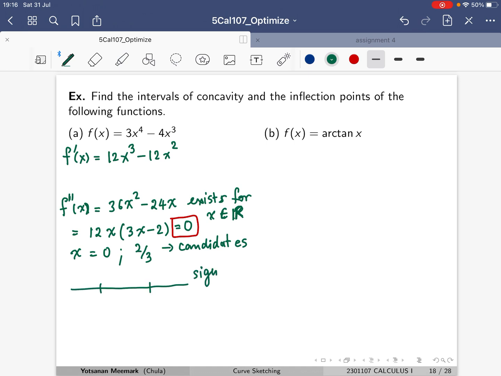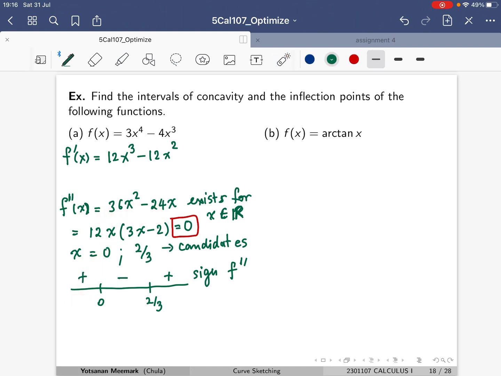This one is the sign of your f double prime at 0 and 2 over 3, whether it changed or not. Okay, so here you plug in 1, you got 3 minus 2, which is positive. This one is also positive. So in this interval, it is positive. You can plug in 1/3. This one becomes 1 minus 2, which is negative. This is positive, so the whole thing becomes negative. And then you can plug in -1, so you have negative, and -3 minus 2, which is -5. So together it will be positive again.